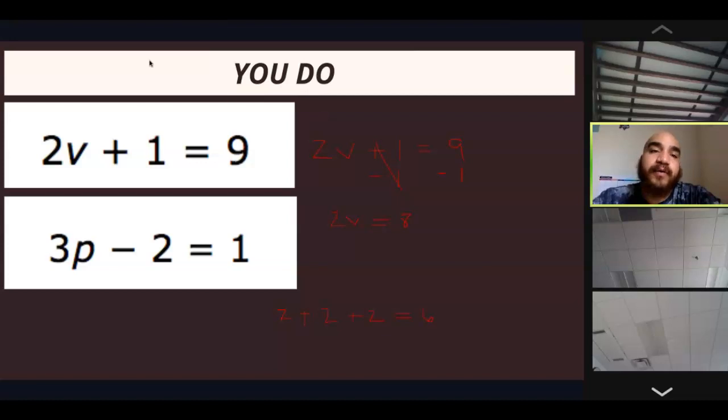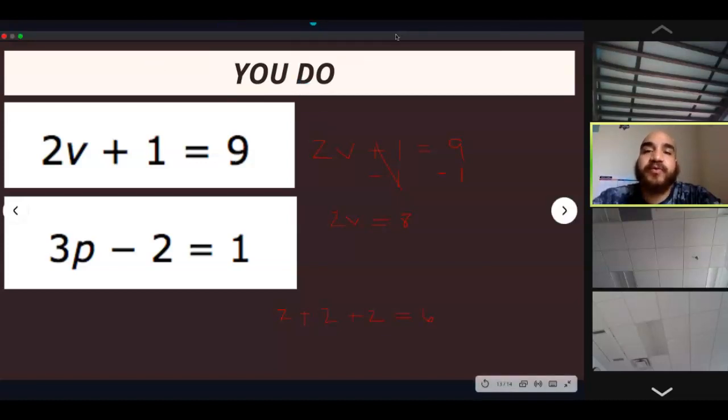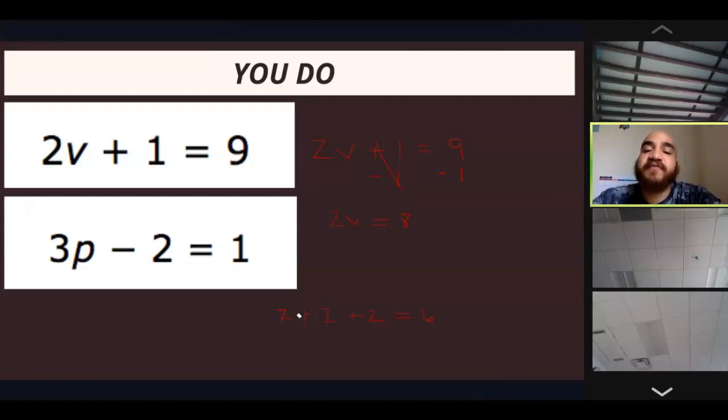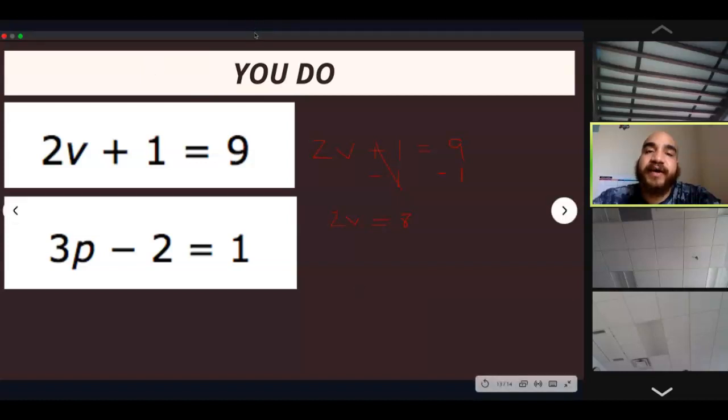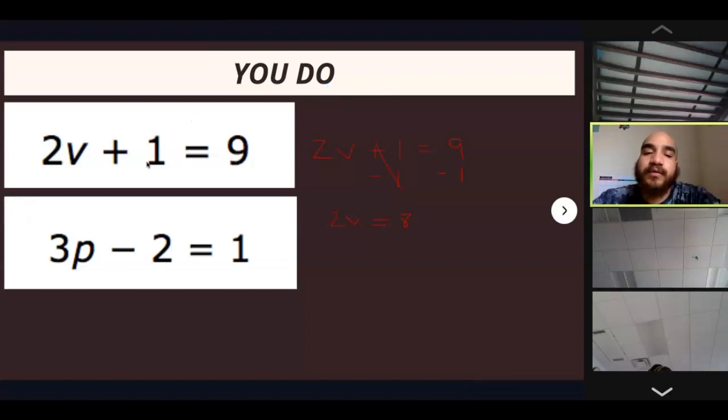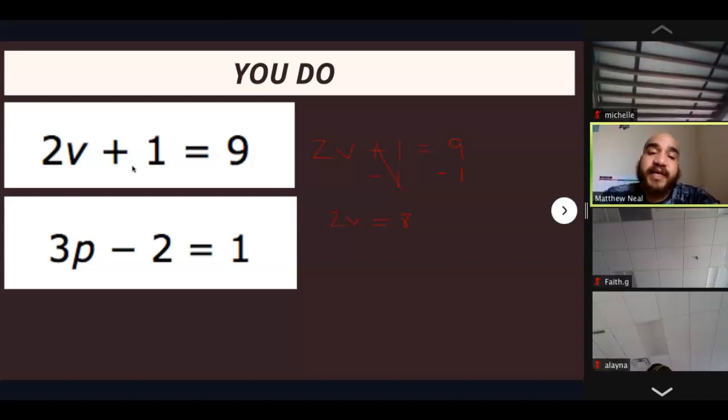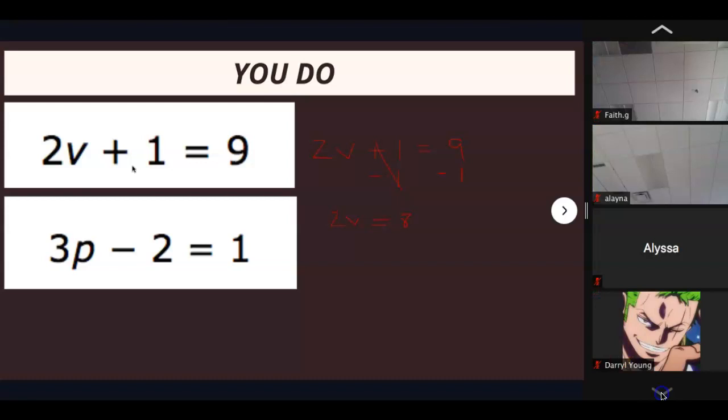There we go. All right, Faith. I like the way that you wrapped that back around, Faith. So we're going to divide. What am I dividing, Faith? Great job. What am I dividing? Think about it one more time. We want to get our v by itself. So in order to get this v by itself, what do you think we need to divide? Yep. Exactly. Perfect.